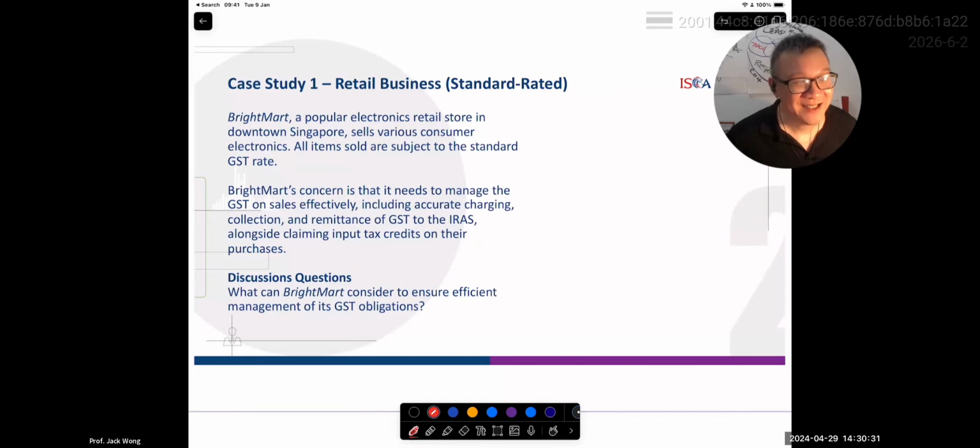Brightmart is a popular electronic retail store in downtown Singapore. It sells various consumer electronics. All items sold are subject to the standard GST rate. Its concern is that it needs to manage GST on sales effectively, including accurate charging, collection, and remittance of GST to IRAS, alongside claiming input tax credits on the purchases. So how would you ensure they have an efficient management of GST obligations?